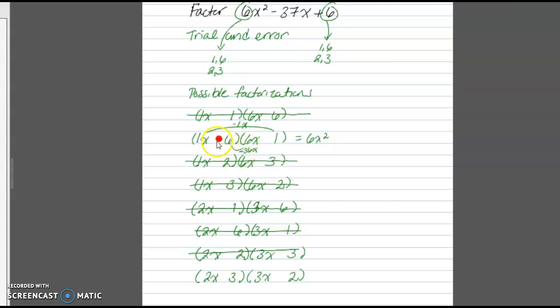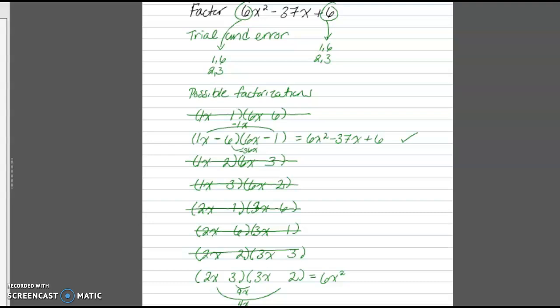Now, if I make both of those negative, that means that in the parentheses, I need to have negative signs, which does give me a positive 6 here. So I do know that that is the correct factorization. However, I can also check that last one just to see that it doesn't work. When I do the inside and the outside terms, I have 9x and 4x, and that in no way would give me a 37x if I combine like terms.